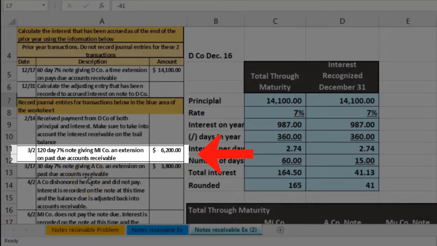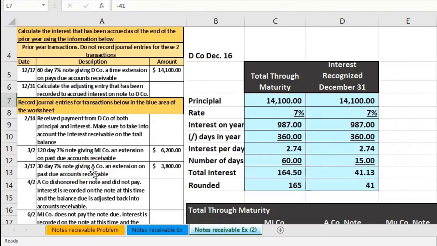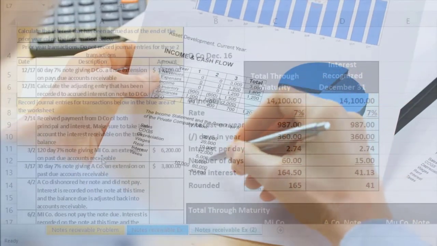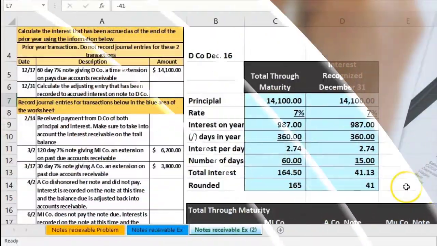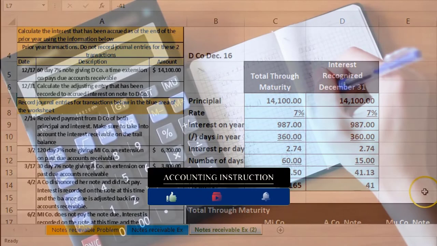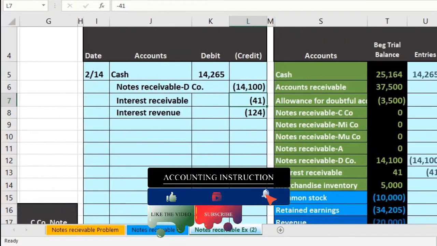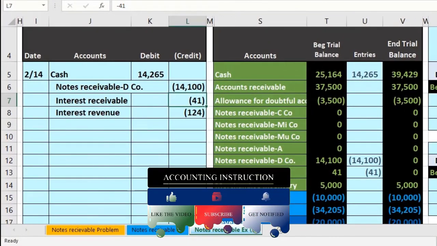3-2, a 127-day note giving MI company an extension on past due accounts receivable. So same idea here. This company owes us money, MI, and they're not going to pay us yet. And we're going to say, okay, well, they're not going to pay us, but we're going to charge you interest then, moving it from the accounts receivable to the notes receivable, that initial journal entry being a very simple one. But then we're going to have to calculate interest on it.